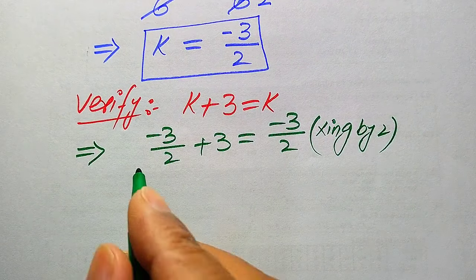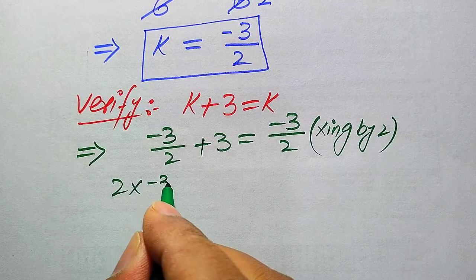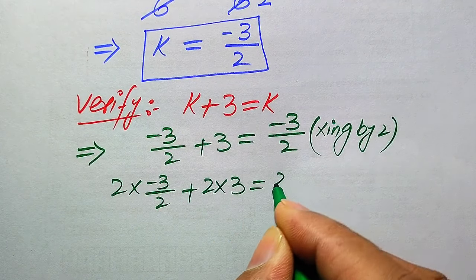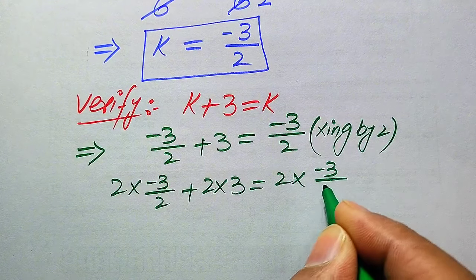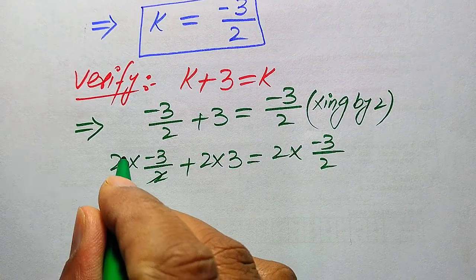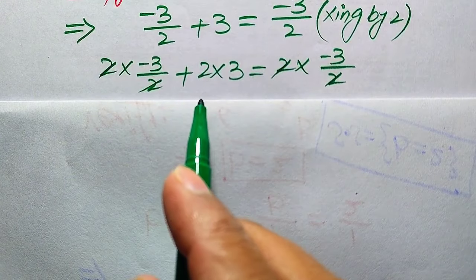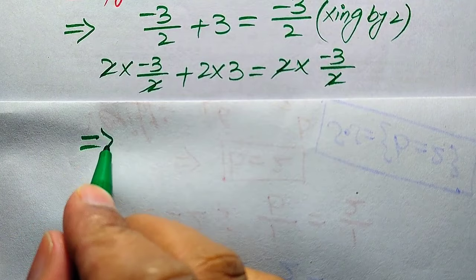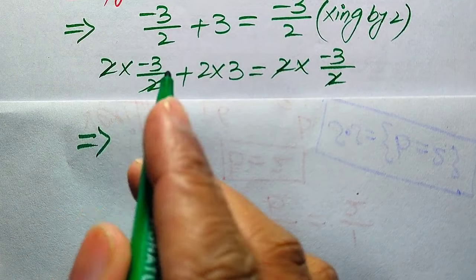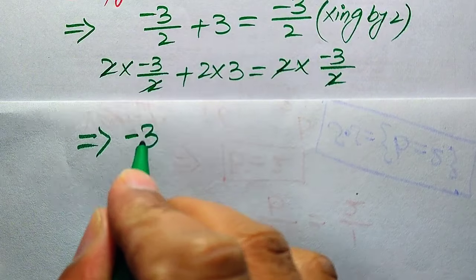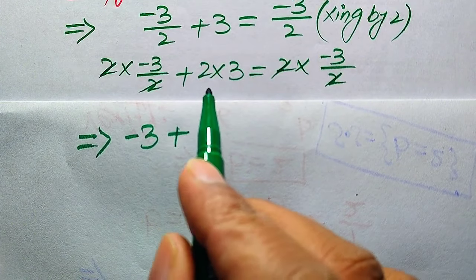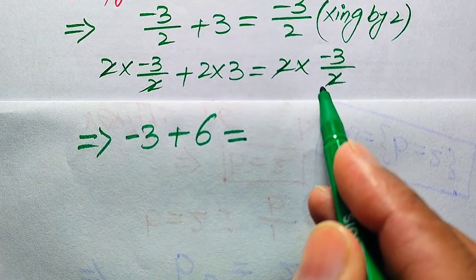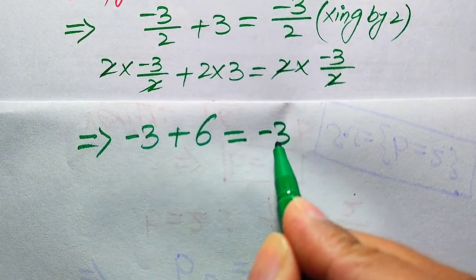When we multiply both sides by 2, it will be written as 2 × (-3/2) + 2 × 3 = 2 × (-3/2). This 2 and this 2 cancel. After cancellation of these terms, the remaining values are: 1 times -3, so we get -3, plus 2 times 3 becomes 6, is equal to, again the 2s are gone, and we get -3.